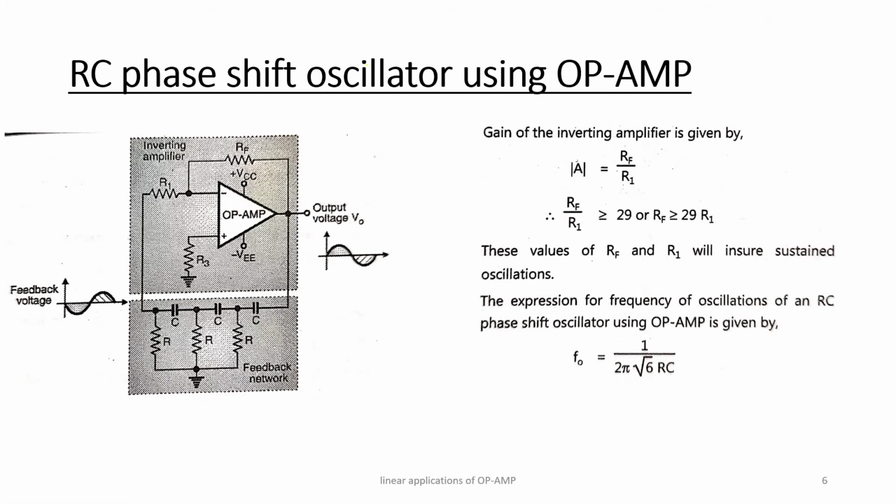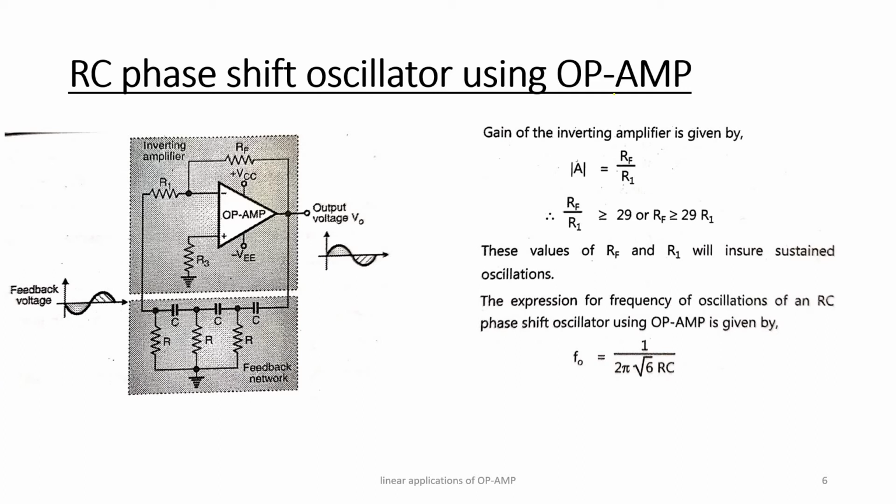Now, next is the RC phase shift oscillator using an op-amp, shown in the figure. Here, the transistor has been replaced by the op-amp. In the above figure we used the transistor, but in this figure we use the op-amp instead of the transistor. The feedback network used here is exactly the same as the one used for the transistor RC phase shift oscillator. The op-amp is used as an inverting amplifier. Therefore, it introduces a phase shift of 180 degrees between its input and output.